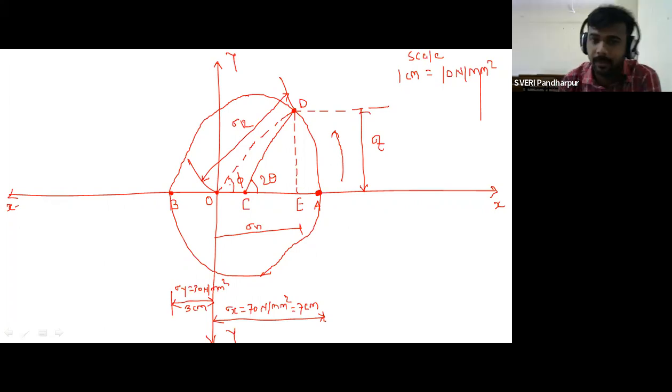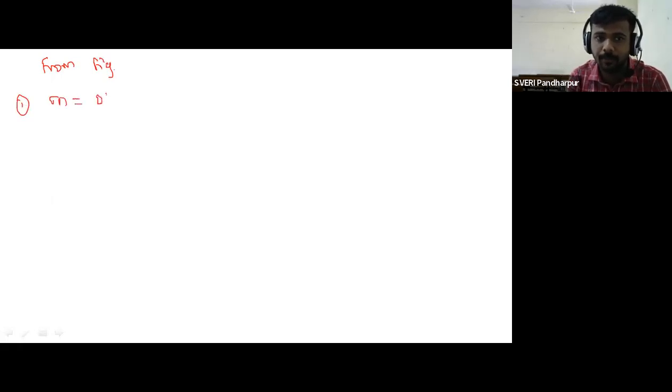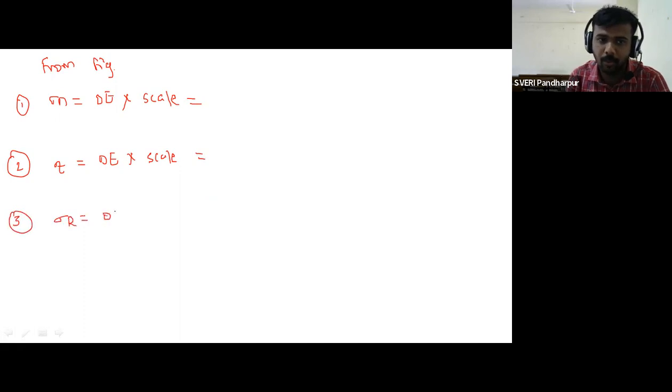Okay. Now we have to measure all the unknown parameters. So from the figure, my first unknown parameter is sigma n is equal to OE into scale. Then sigma t is equal to DE into scale. Third, sigma r is equal to OD into scale. And fourth, phi is equal to angle DOE.